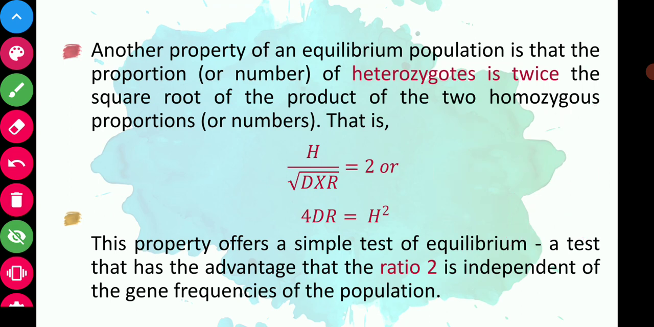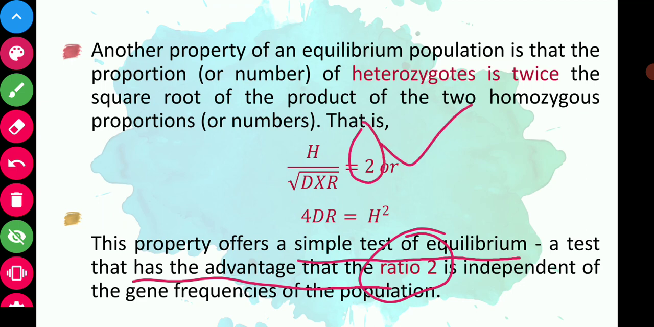What is the equilibrium law? This property offers a simple test of equilibrium, a test that has the advantage that the ratio 2, you mark this ratio 2, is independent of the gene frequency of the population. So it has no relation with the gene frequency. It is simply the proportion of heterozygotes to the square root of the product of both homozygotes. If this ratio comes to 2, that means your population is in equilibrium.